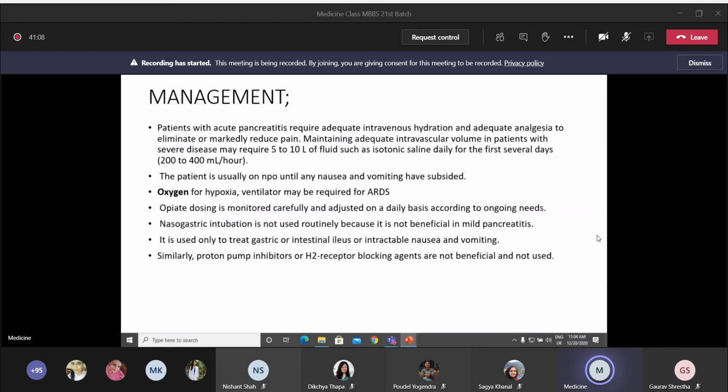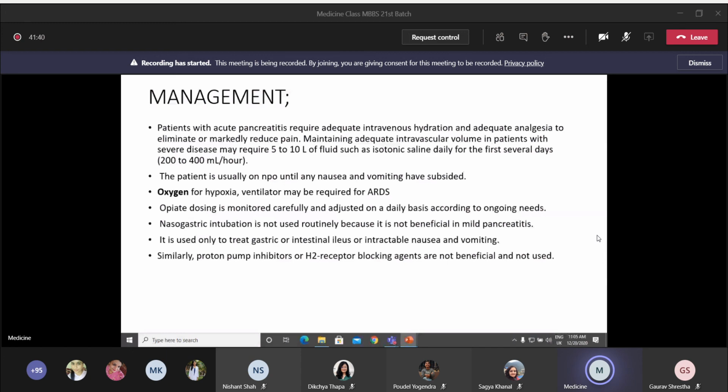The patient is kept nil per oral until any nausea or vomiting have subsided because of severe pain. For the pain, you can use simple painkillers, sometimes morphine or opioids might be used. Oxygen for hypoxia may be used, and ventilation is required if the patient goes into ARDS, which is a feature of severe pancreatitis. Opioids are not always required. It is adjusted on a daily basis according to the ongoing needs. Simple painkillers are usually sufficient.